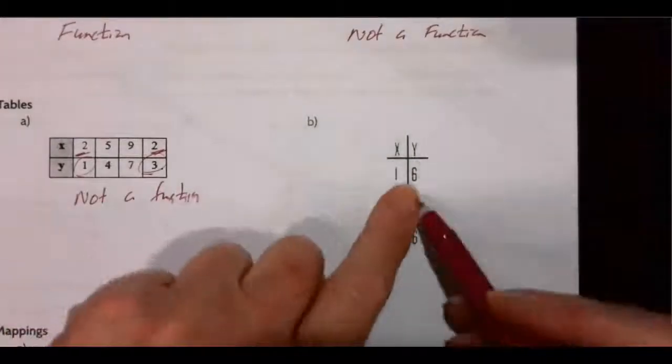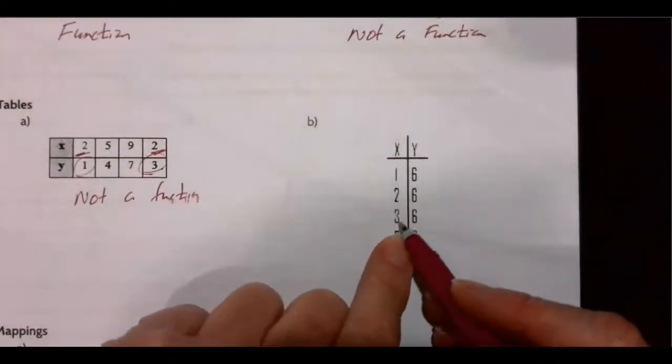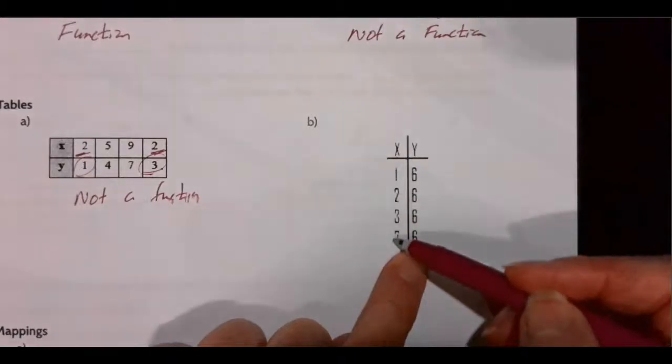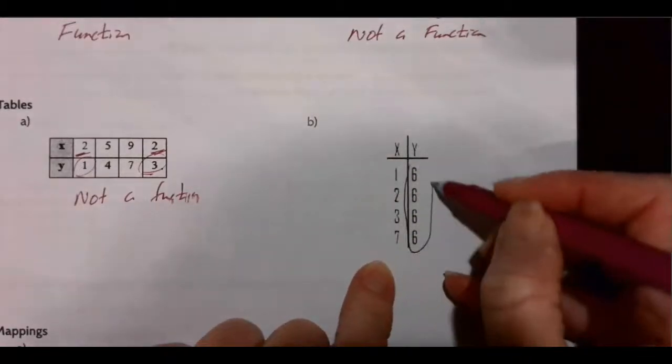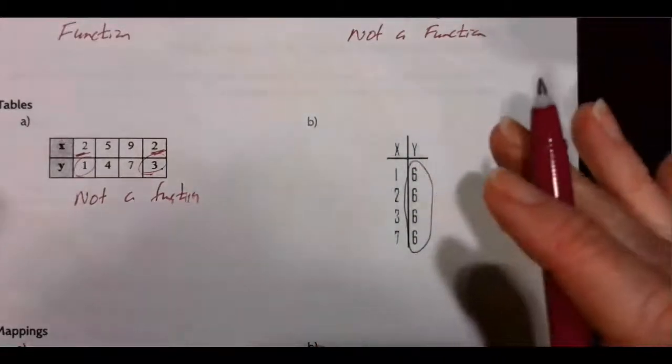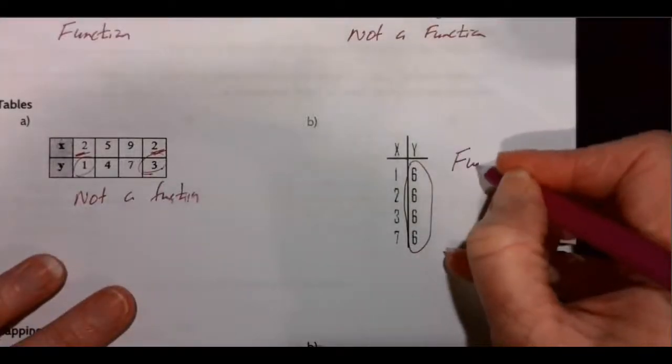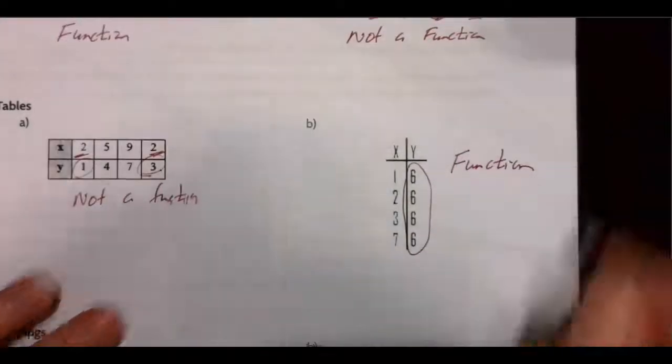Here we go. So 1 goes to 6, 2 goes to 6, 3 goes to 6, 7 goes to 6. But do any of these repeat? No. But look at all these. These all repeat. And that's the bizarre thing. Very specific on the x, but the y, not a problem. So yes, this is a function. Okay, are we getting this? It's not anything super difficult.